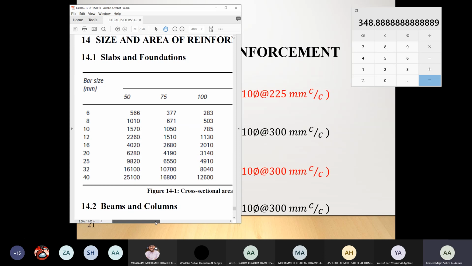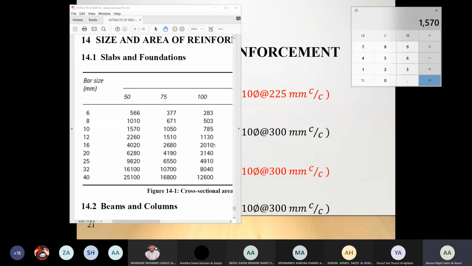Okay. The average of 12 and 16 is going to be 14. So for example, if I want 100 mm spacing for 14, then I'll take the average of 1130 and 2010. Once again, 1130 plus 2010. That's for both of them, 12 plus 16. That's 28 divided by 2 will give you 14.